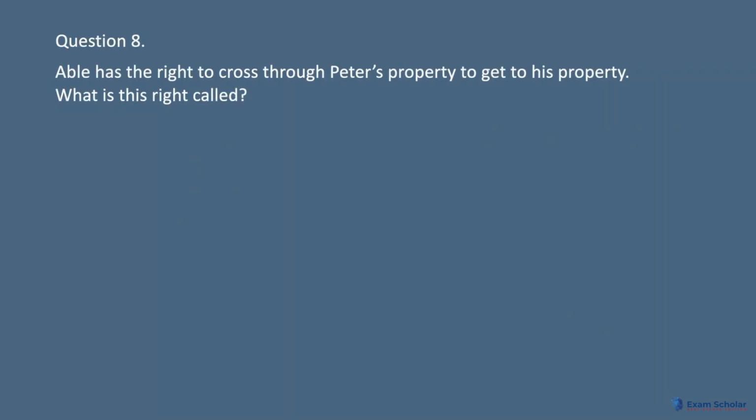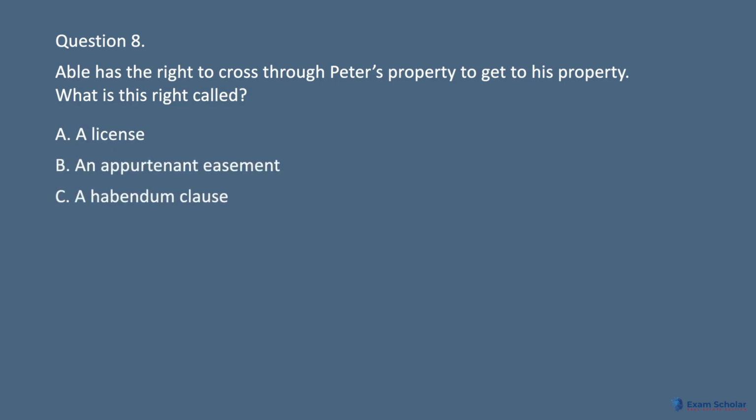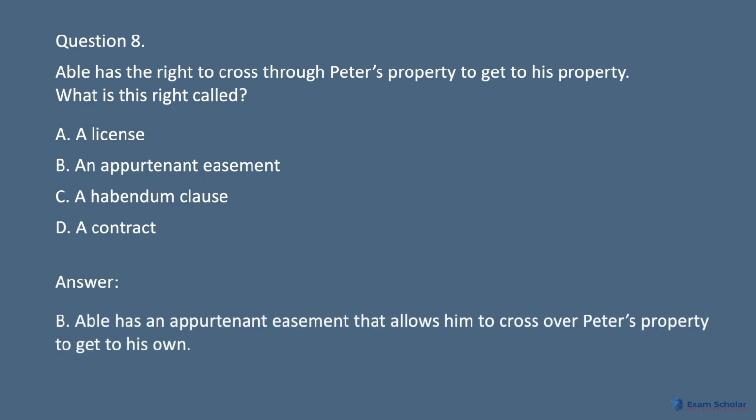Question 8. Abel has the right to cross through Peter's property to get to his property. What is this right called? A. A license. B. An appurtenant easement. C. A habendum clause. D. A contract. Answer: B. Abel has an appurtenant easement that allows him to cross over Peter's property to get to his own.